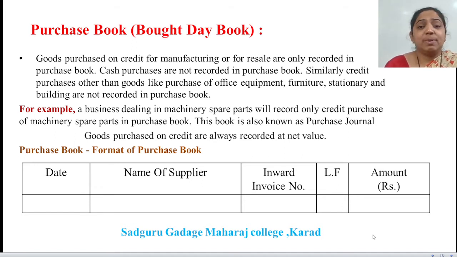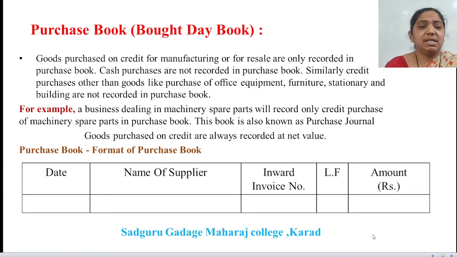Similarly, credit purchases other than goods like purchase of office equipment, furniture, stationery and building are not recorded in purchase book. So always remember, goods purchased on credit, either for manufacturing or for resale, are only recorded in purchase book. If it's a cash purchase, it will not be recorded in purchase book.